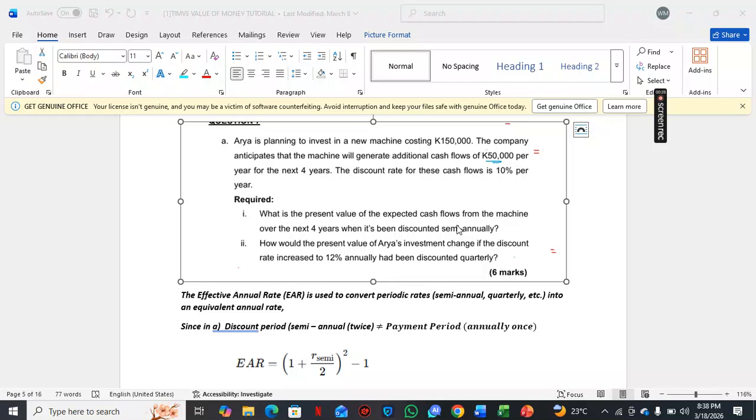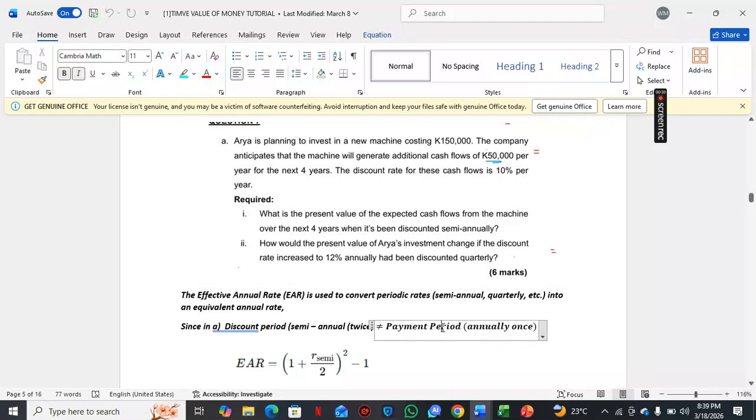Okay. So colleagues, when you're doing these questions, this is what you need to look for. Is the discount period equal to the payment period? That's the first thing you look for. The payment period is after each year. After each year, you're getting 50,000. So the payment period is annual. Now here, the discount period says it's discounted semi-annually, meaning the rate is discounted twice per year.